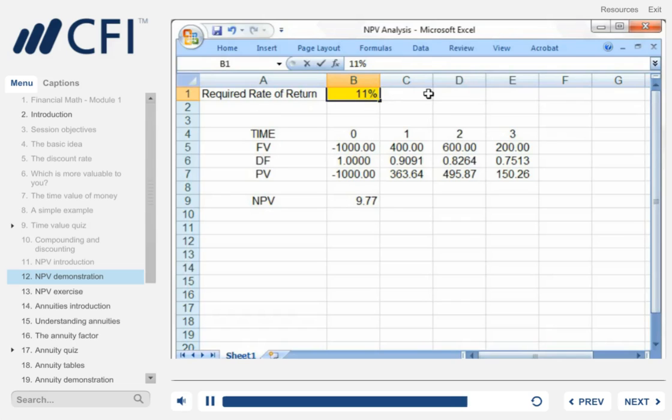Would you invest in this project or not? As you can see, when the required rate of return of the project rises to 11%, our NPV becomes negative, so we would not go ahead and invest in this project. Look at what has happened to each of the present values. They have become smaller. This is because we are discounting the future cash flows using a higher discount rate.